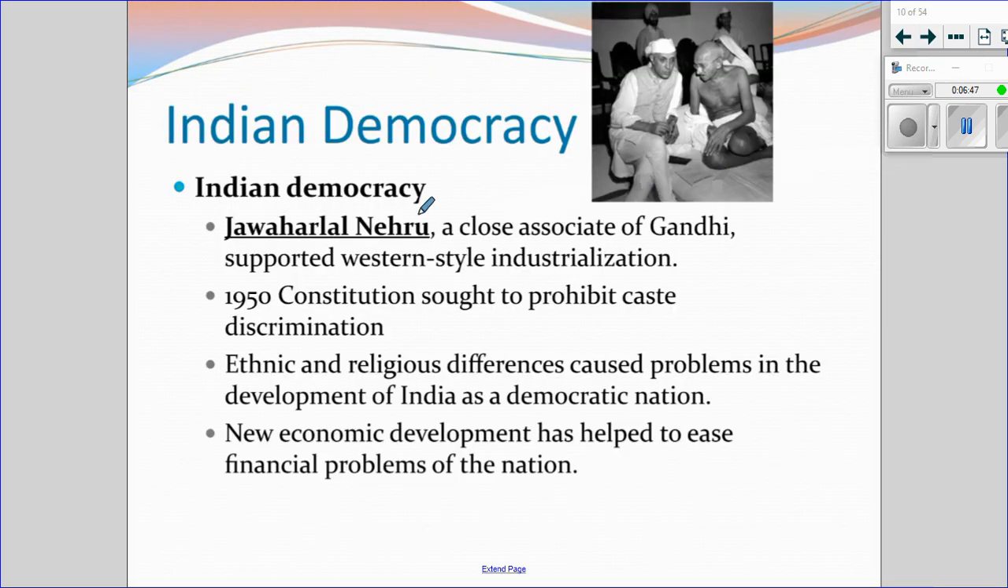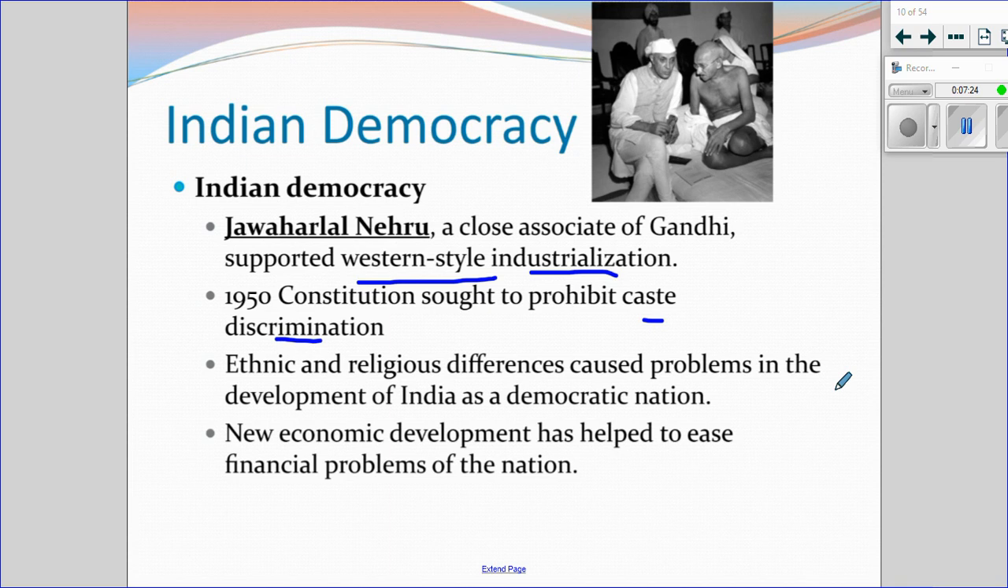All right. Indian democracy under Jawaharlal Nehru, who was a close associate of Gandhi, flourished into a Western-style democracy with an industrialized economy. So their constitution sought to prohibit caste discrimination. Think back to World War I, that caste system that had evolved in India. That continued to be a problem in modern India, where there was discrimination based on those castes, and they still have a little bit of trouble with that today. But they wanted to do away with it as they modernize.